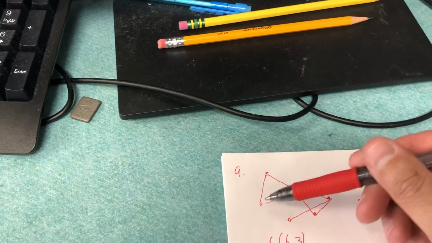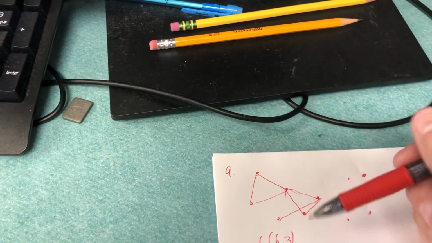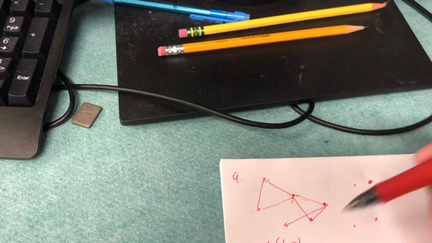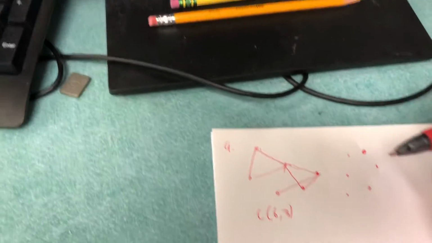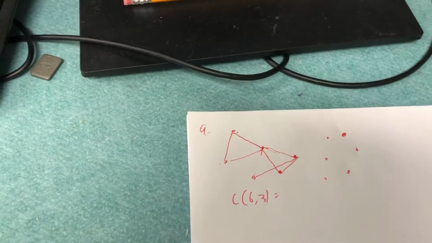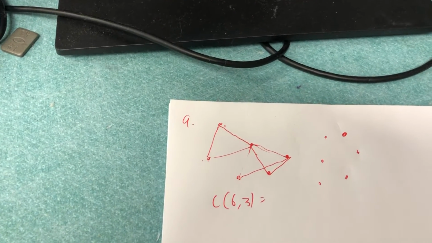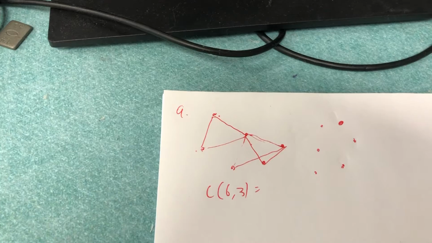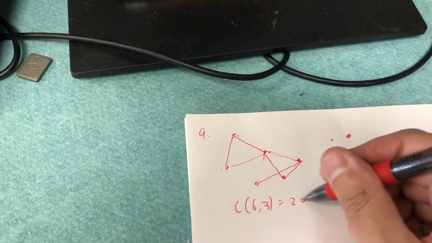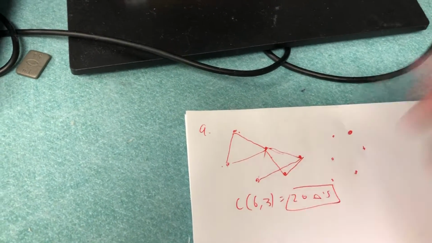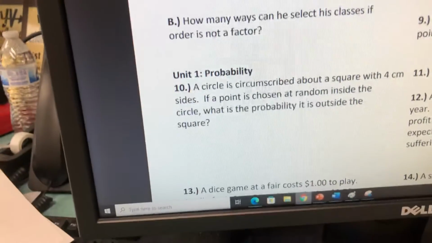If I pick point A, B, and C, that's the same triangle as picking C, A, and B, or B, A, and C, and so on. So it should just be the combination of 6, choose 3, and so you can stick that in your calculator, or you can use the combinations formula, and it ends up being 20 different triangles that you can create, all right? Moving into the probability questions now.